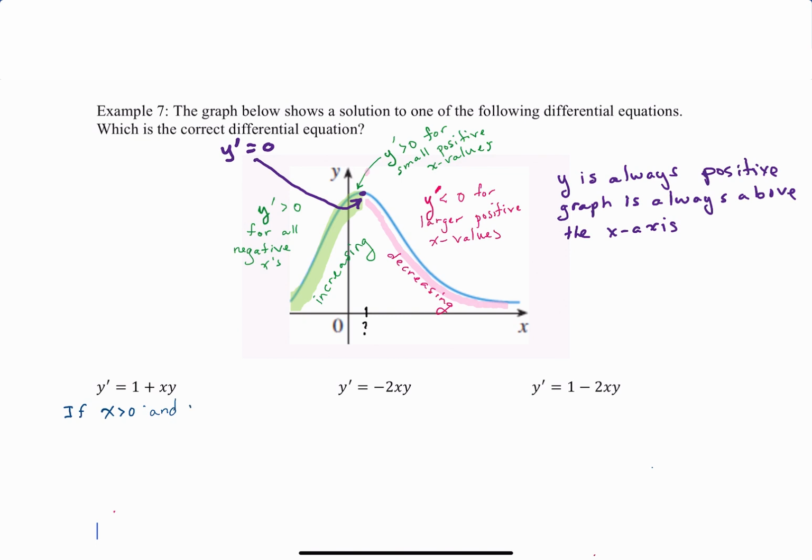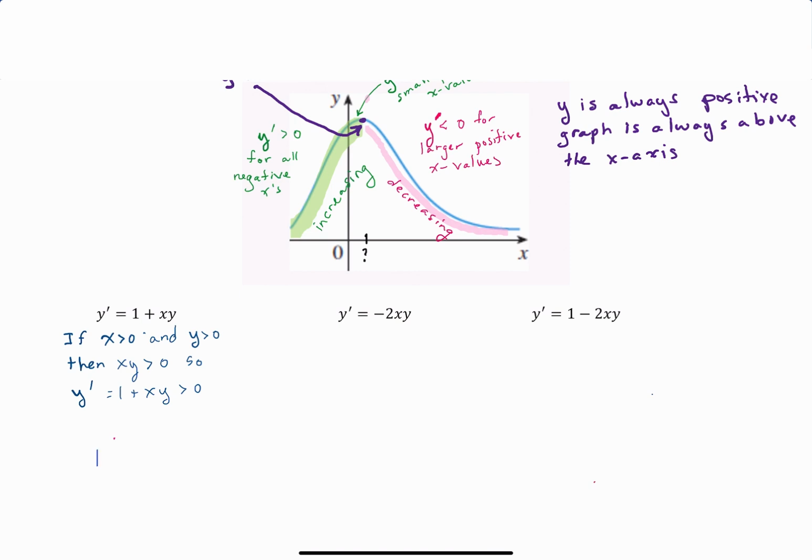And we said y is always positive. Well, if we're in quadrant 1, where y is definitely positive, in that case the product xy is positive, so 1 plus xy is positive. In other words, the solution to this differential equation would be increasing in quadrant 1. And that is not the case for the solution curve we have, so we can reject this one.